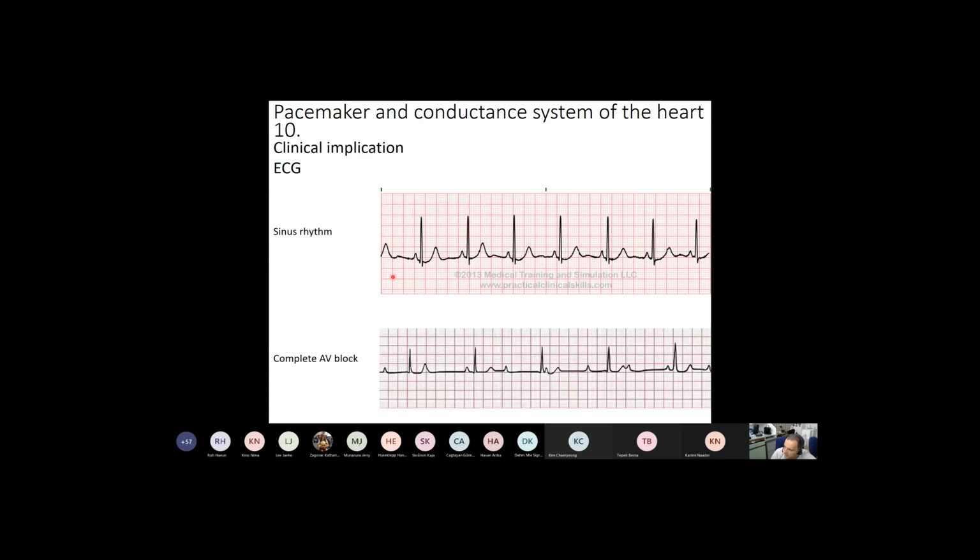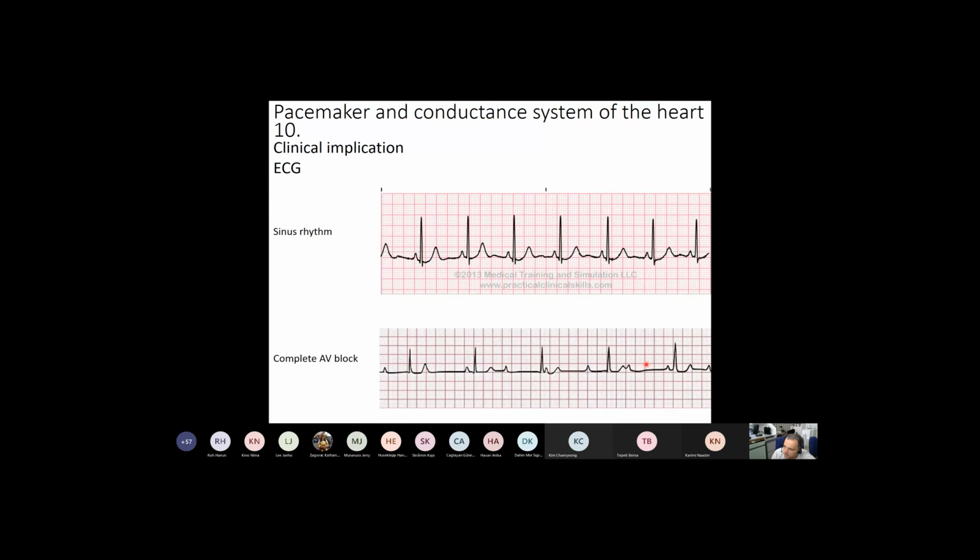Here is an example of some rhythm problems. This is a normal sinus rhythm, and here the AV node is destroyed or doesn't work, and you see that the atrial and the ventricular contractions don't have anything to do with each other. It's just an example, but you will come back to this in your future studies.